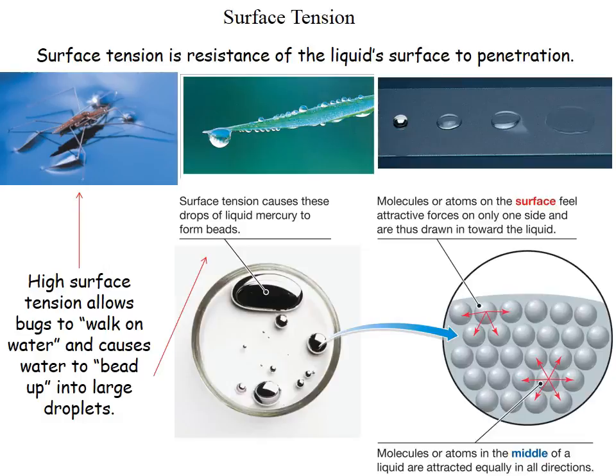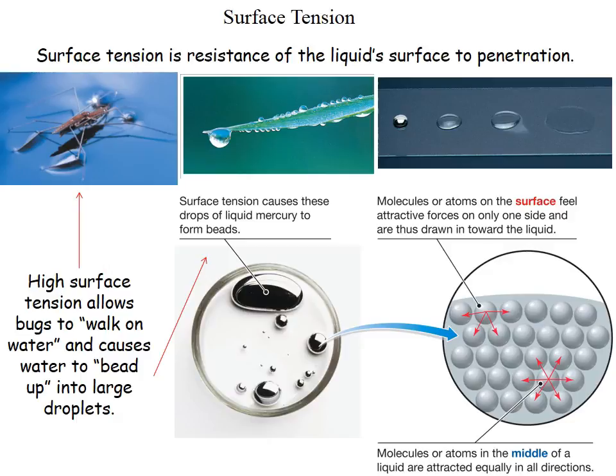It's also the reason why water forms these large beads. You can see the bead on the end of that leaf. And the upper right hand corner is a picture of various substances that have varying degrees of surface tension. On the left is mercury. It has a very high surface tension. Next is water, which has a moderately high surface tension. And on the far right is a liquid with very low surface tension. The bottom picture is mercury. The middle there is mercury in a little petri dish.